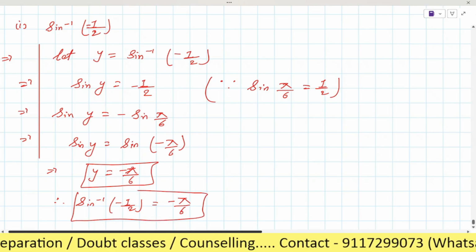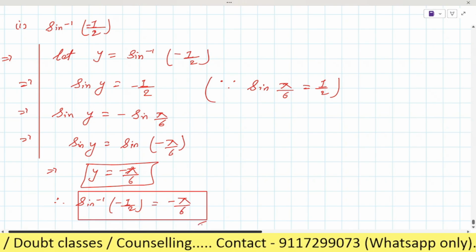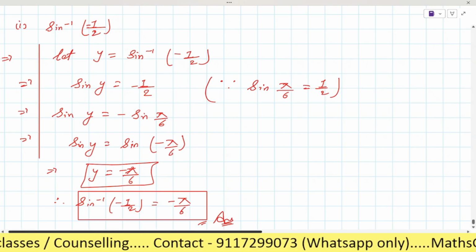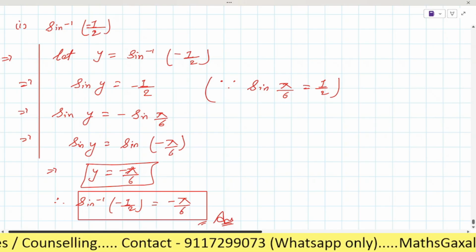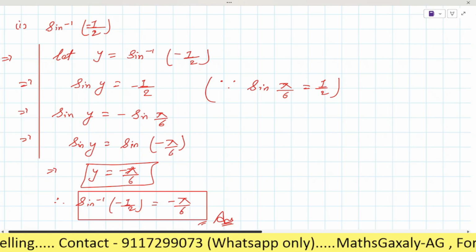Here we have to find its principal value. For minus pi by 6 it will be minus 1 by 2. Okay, is it clear?